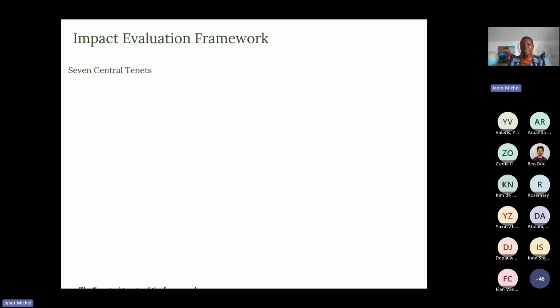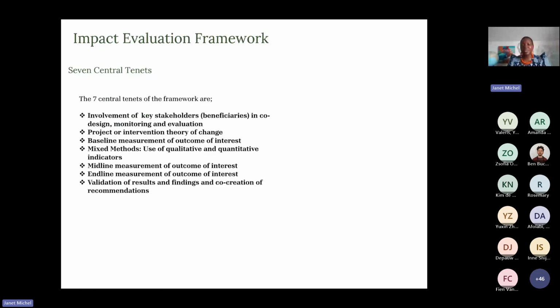So there are 7 central tenets. I'll start with 1, the involvement of key stakeholders in core design, monitoring, and evaluation. And then 2, the importance of actually designing and developing together with the stakeholders a project or intervention theory of change. And then 3 is the baseline measurement of the outcome of interest. What is the situation now?